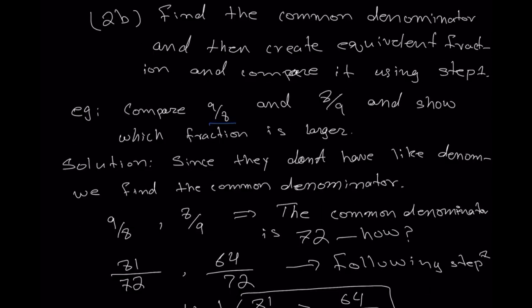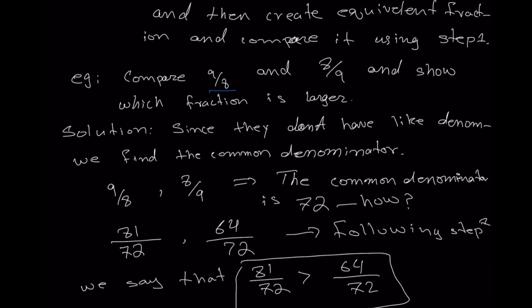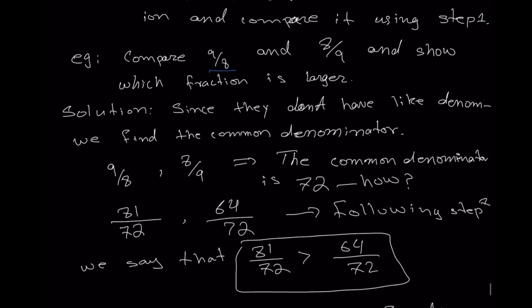Since they don't have like denominators, we find common denominators. 9 over 8 and 8 over 9. 72 is the common denominator. We will create equivalent fractions there. So 72 will be our new denominator. 72 divided by 8 will give me 9. 9 times 9 is 81. 81 over 72 is my new equivalent fraction for that.